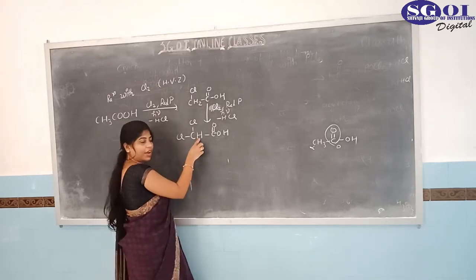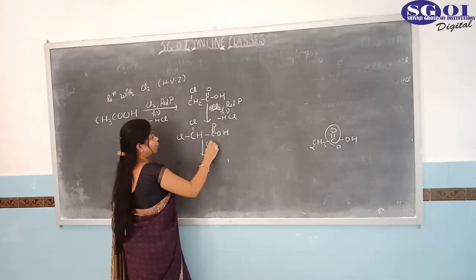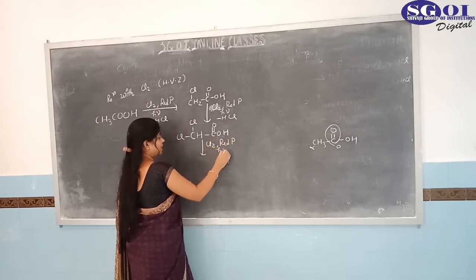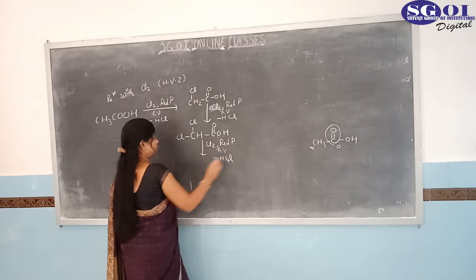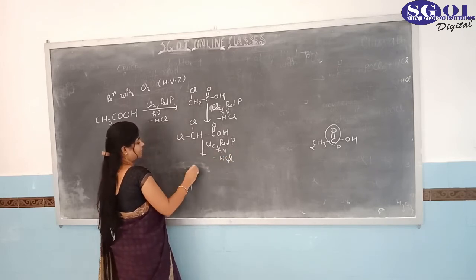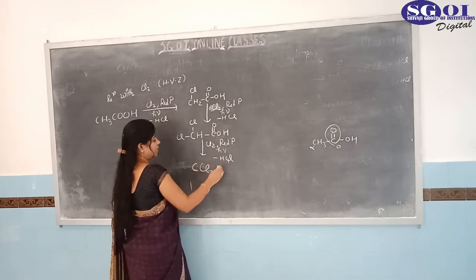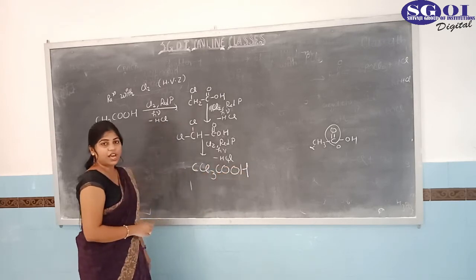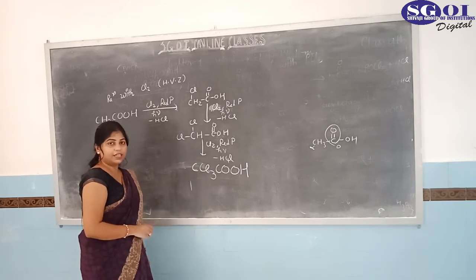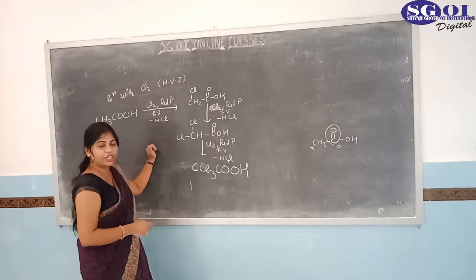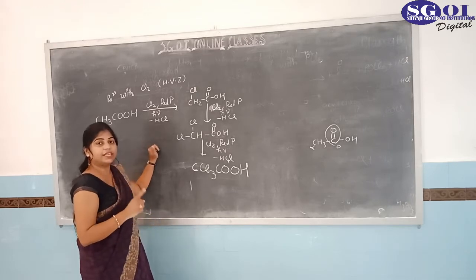So एक alpha hydrogen मिल रहा है, ये भी निकल जाएगा, Cl2, red phosphorus, sunlight, minus HCl, Cl3. Okay, the product is CCl3COOH, that is alpha trichloroacetic acid. Okay student, I hope ये important reaction है, Hell-Volhard-Zelinsky reaction.